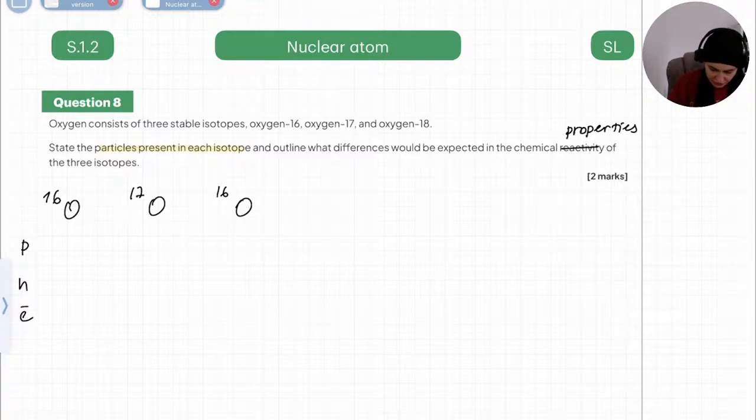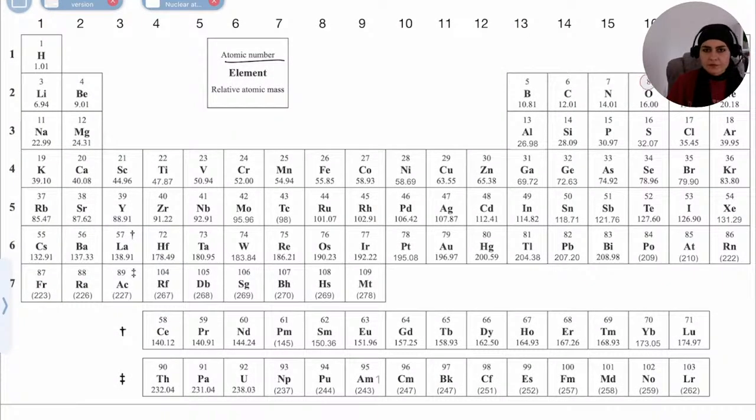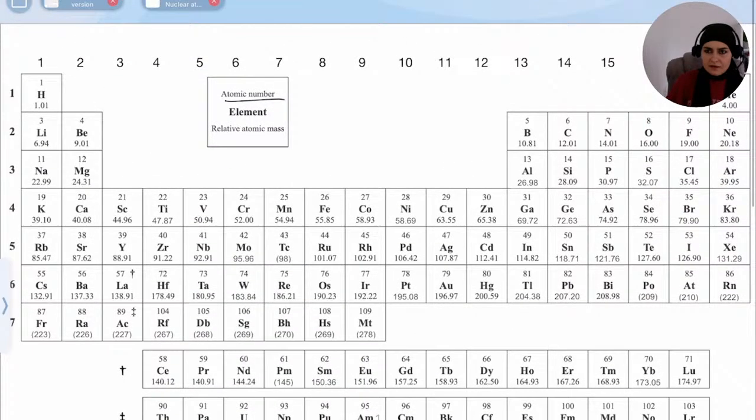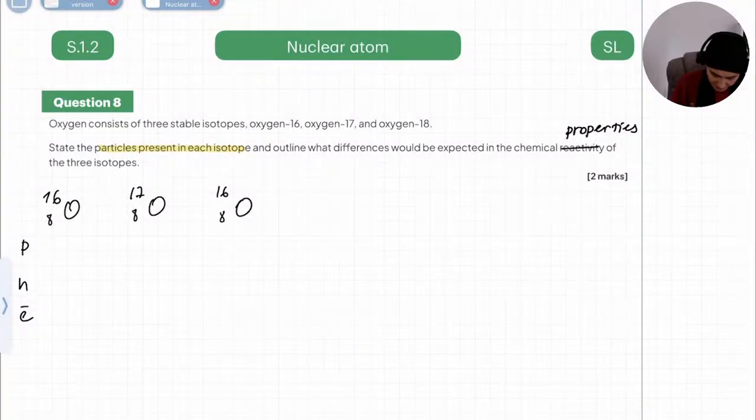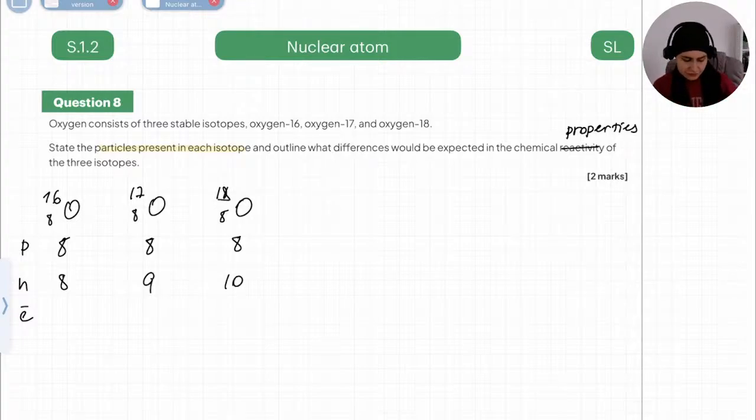Oxygen in the periodic table has atomic number 8, which means that all of them have 8 protons. So 8, 8, 8. And neutrons: for the first one, 16 minus 8 is 8. For the second, 17 minus 8 is 9. For the last one, 18 minus 8 is 10. That's the number of neutrons, and electrons equal protons, so 8 for all of them.